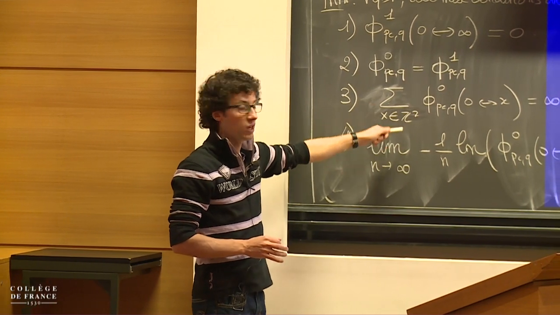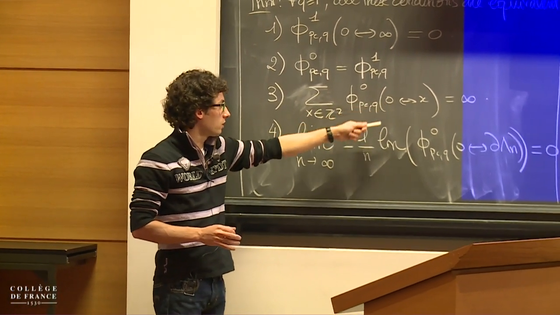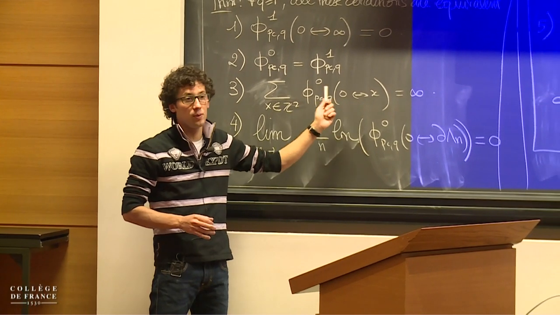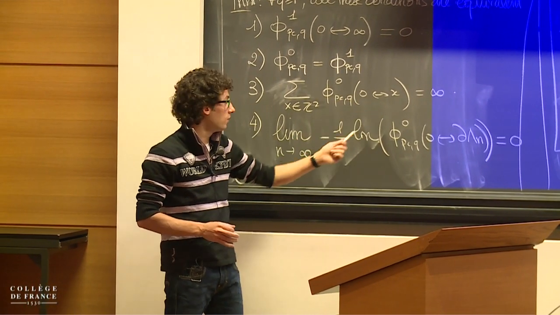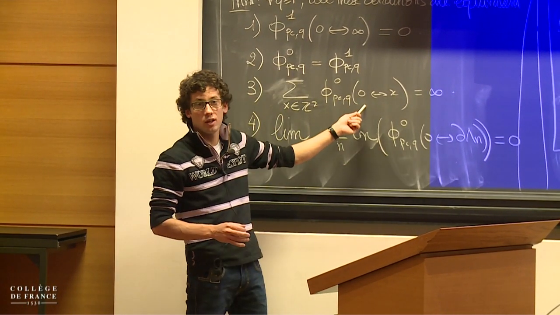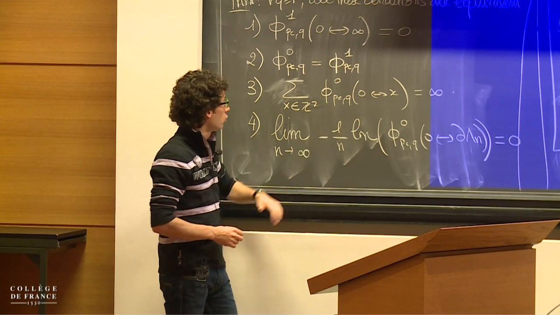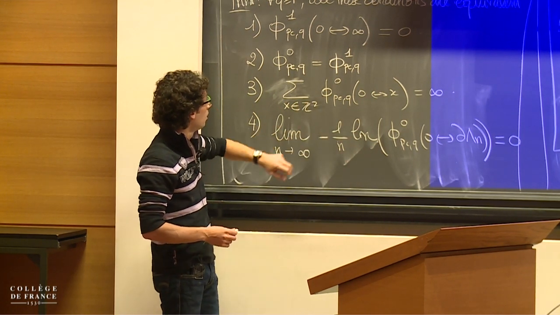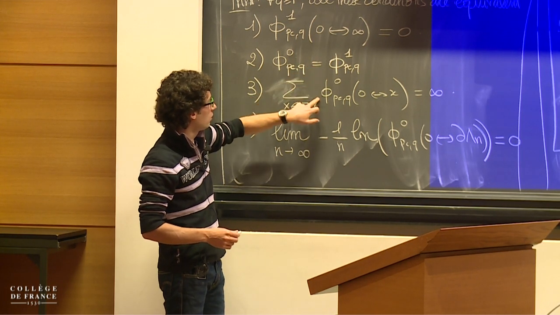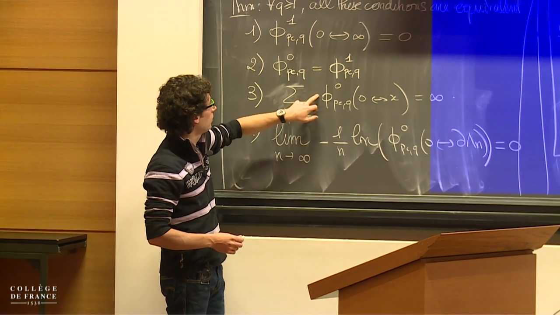You can easily check that if this is infinite, of course, this quantity doesn't decay exponentially fast. But if this would decay exponentially fast, this would decay exponentially fast. Okay? So you can see that this implies this. In fact, you can check that it implies this by some classical argument.